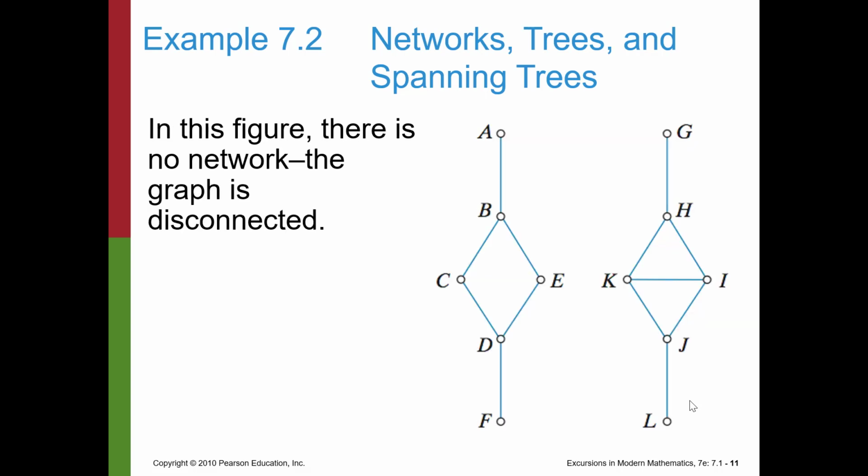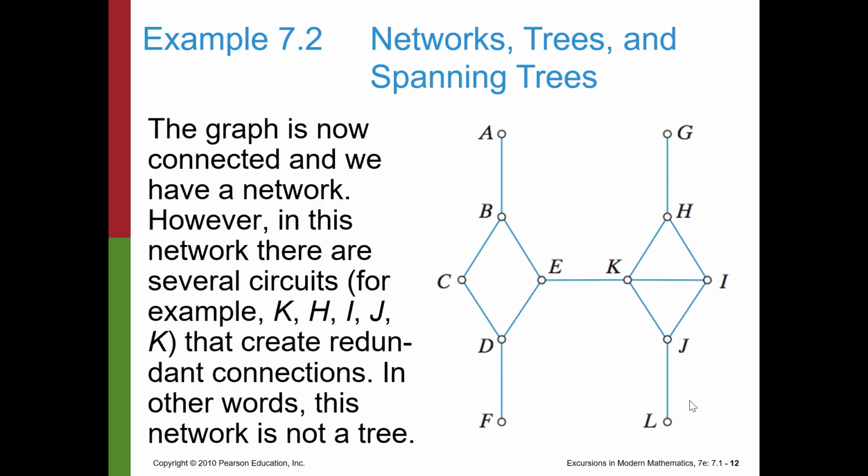In this figure, there is no network. Remember, a network is a connected graph. This graph is not connected. The graph is disconnected. The graph is now connected and we have a network. However, in this network, there are several circuits. For example, K, H, I, J, K that create redundant connections. In other words, this network is not a tree, right? So we have a network, it's a connected graph, and the network with no circuits is a tree. Here we have a network but no tree.